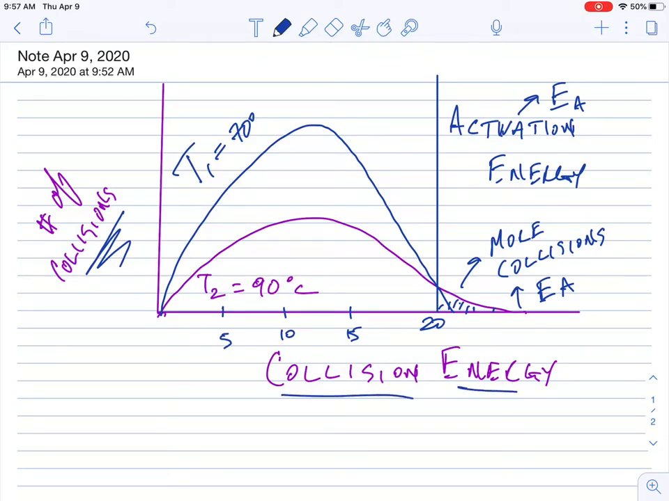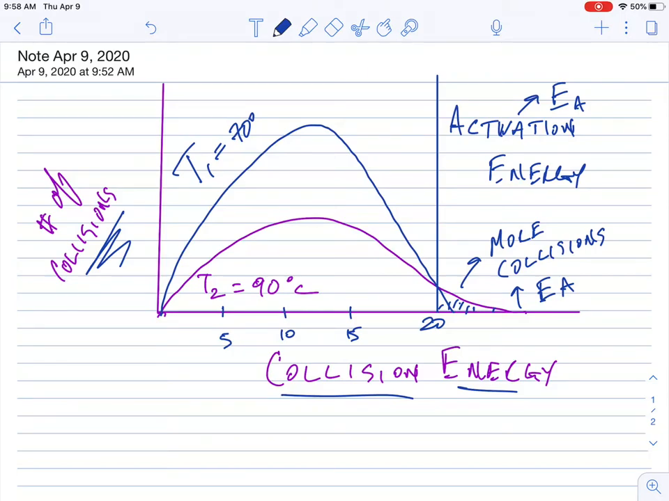So when particles collide, it's kind of like ping pong balls that are bouncing around, or second graders named Timmy. Let's go with second graders named Timmy. Yeah, we'll go with Timmy. And so what the collision energy and the number of collisions are telling you is how many collisions in this graph are taking place with a certain amount of energy.